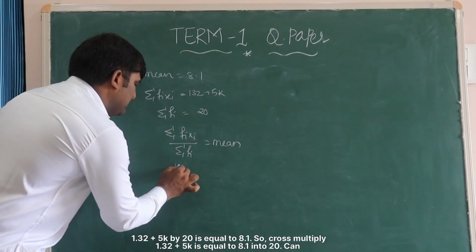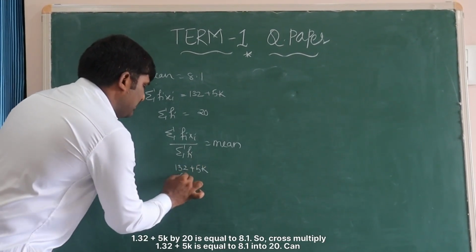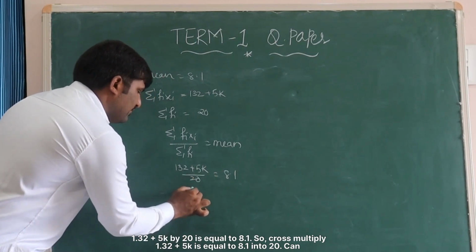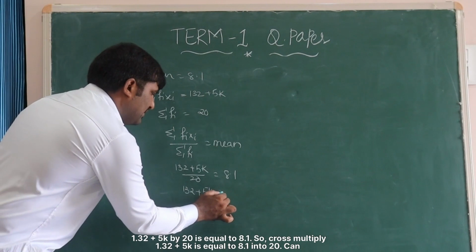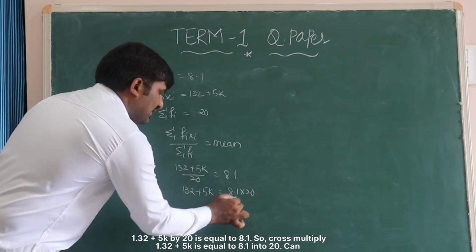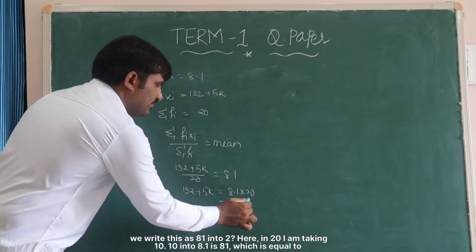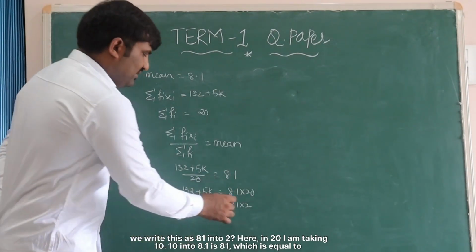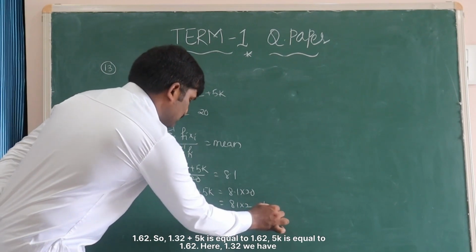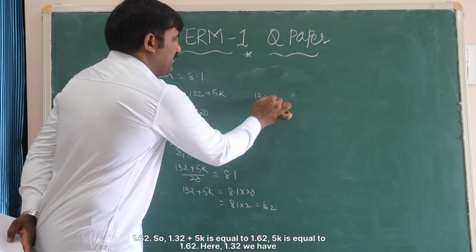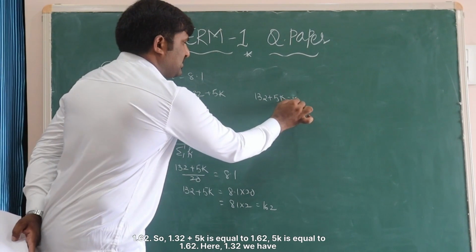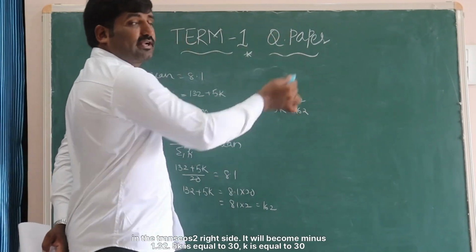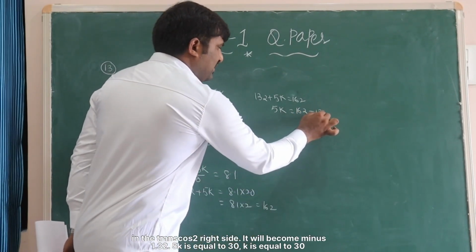Now first take 132 plus 5k by 20 is equal to 8.1. So cross multiply it. 132 plus 5k is equal to 8.1 into 20. Can we write this as 81 into 2? Here in 20 I am taking 10. 10 into 8.1 is 81, so 81 into 2 is 162. So 132 plus 5k is equal to 162. 5k is equal to 162. Here 132, if you transpose to the right side, it will become minus 132.